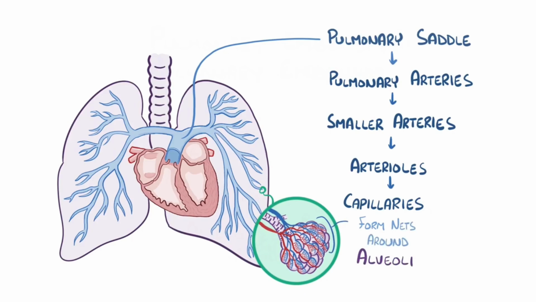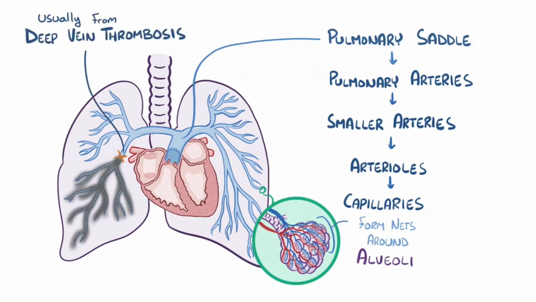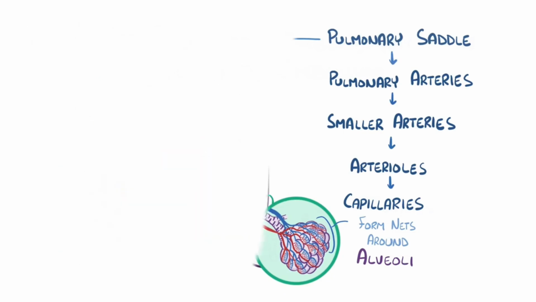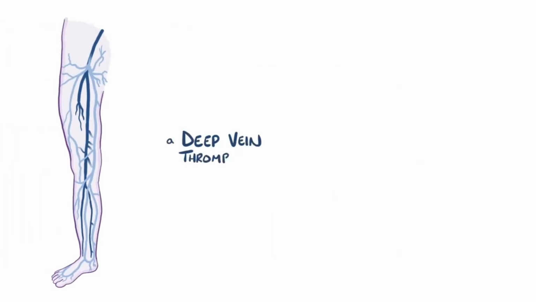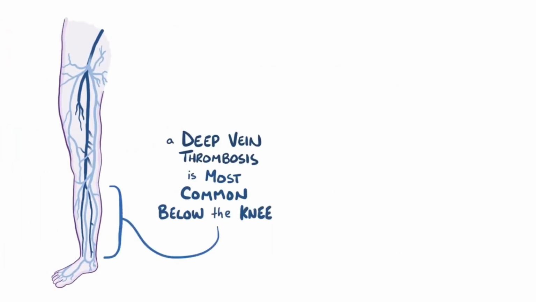When a pulmonary embolism happens, a blockage in any of these arteries leads to a decrease in blood flow to lung tissue downstream. The majority of the time, this blockage is caused by a broken off piece of a blood clot commonly associated with deep vein thrombosis. A deep vein thrombosis most commonly develops in the lower legs, below the knee, although a blood clot can form in both superficial and deep veins, and also in other parts of the body as well.